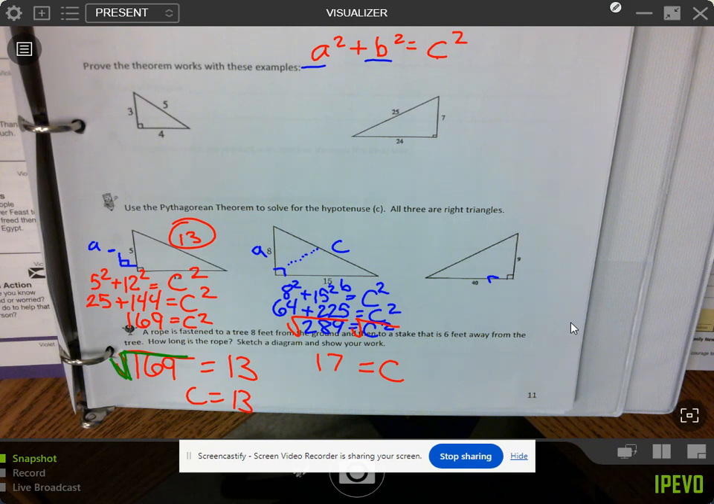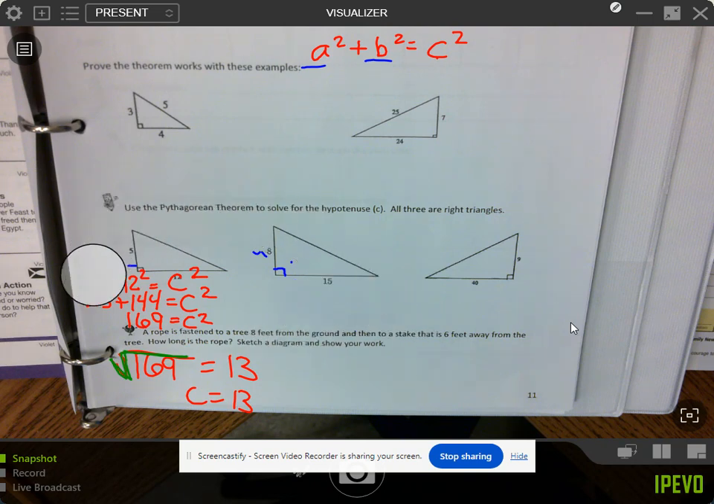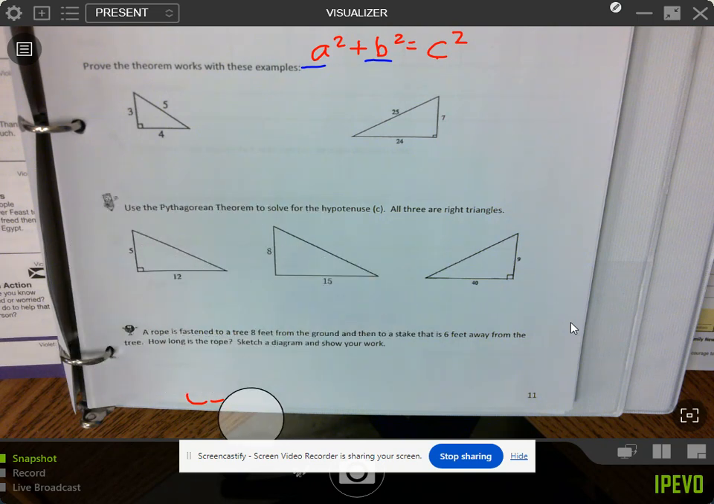Our two legs, the A and B, make up our right angle. We have to know that the hypotenuse is the C, which is directly across from that right angle. And we have to be able to find what that hypotenuse would be. So you're going to do the last one on your own and the bottom one. The bottom one is a word problem that gives us a right angle.